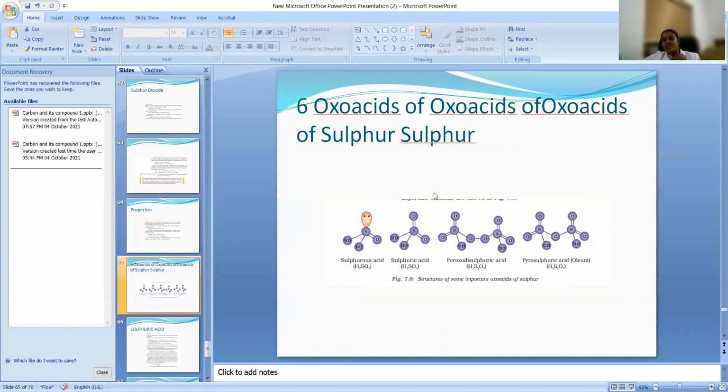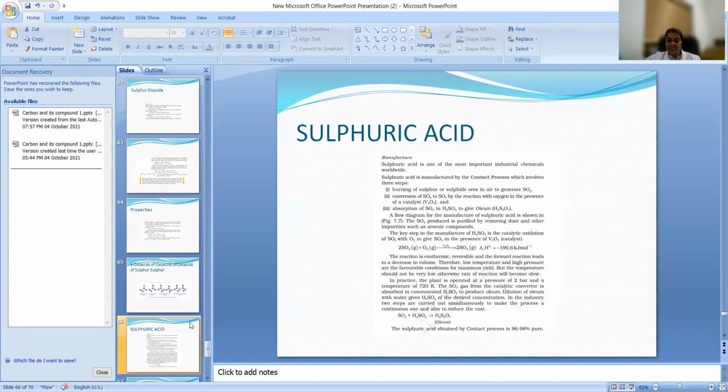And these are the oxo acids. We only need to learn the structures of the oxo acids. Sulfurous acid and sulfuric acid are very important. These two, peroxo sulfuric acid and polysulfuric acid. This is oleum. Okay, so all these are very important. We have to learn only the structure.